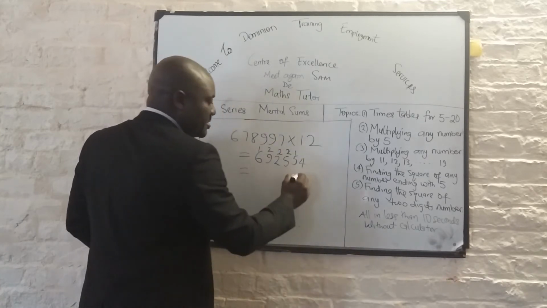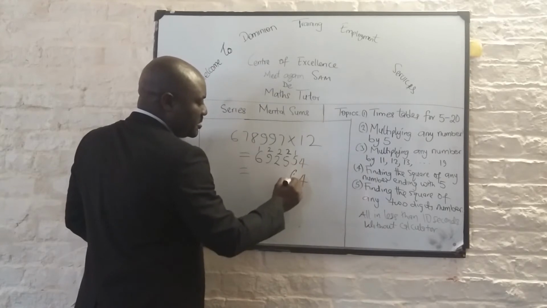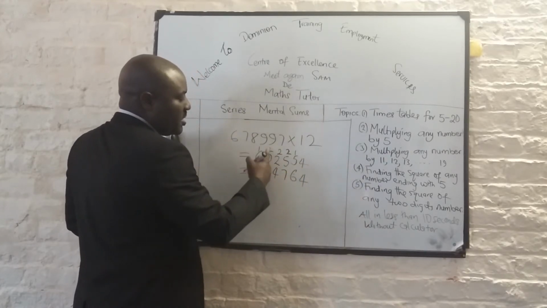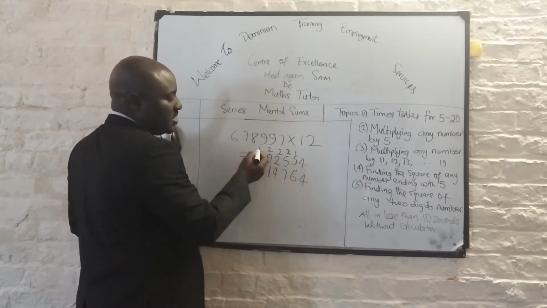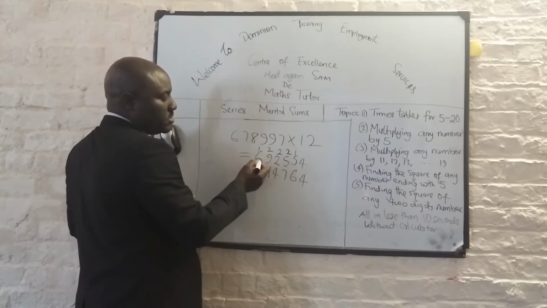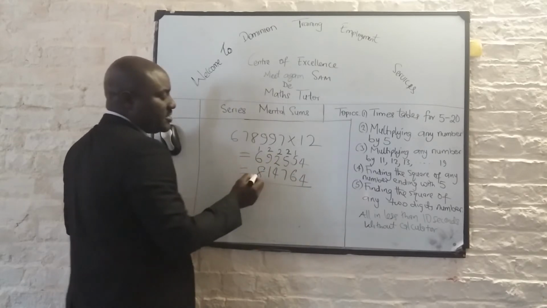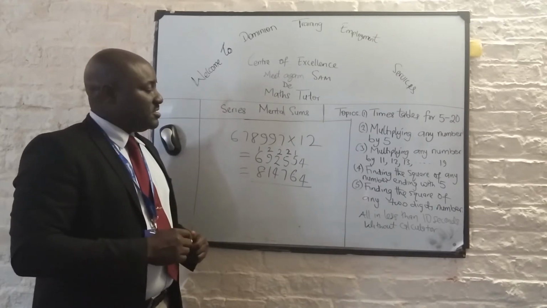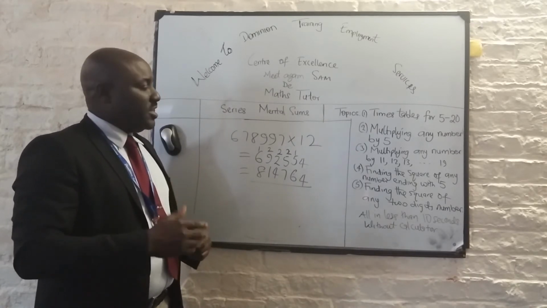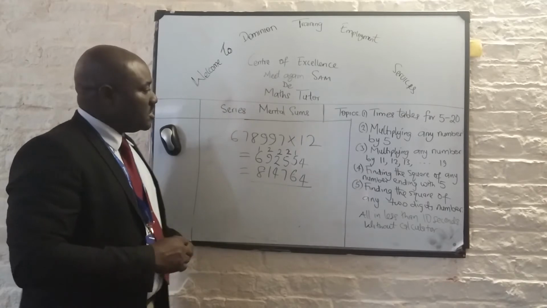Then your answer is 4, 6, 7, 4. If you add this to this, it gives you 11. You write 1. Carry 1 to this place, 2, 8. And that is your answer. Very interesting and alternative way of carrying out multiplication.